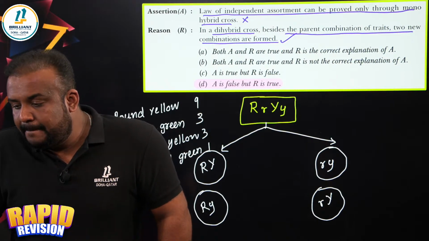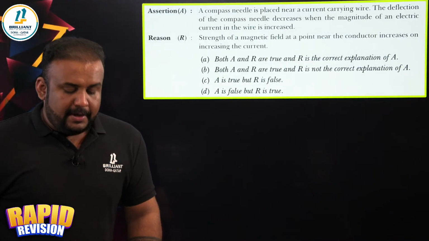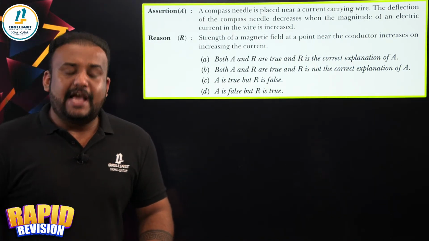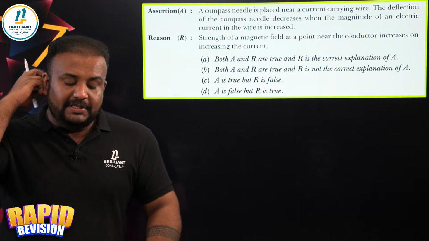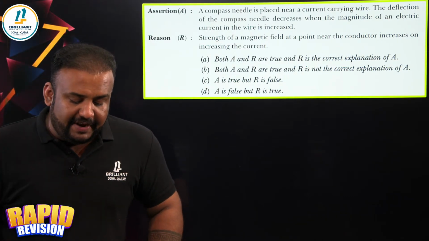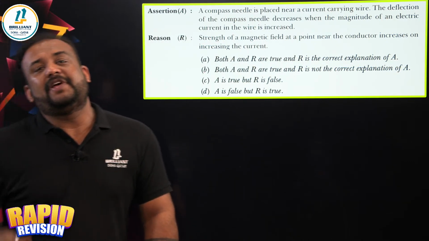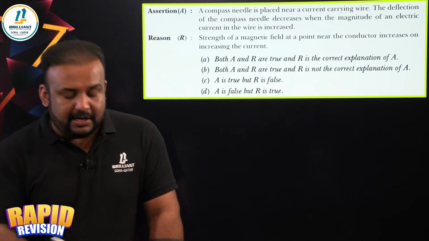Is it clear to everyone? Yes. Now the next question. A compass needle is placed near a current carrying wire. The deflection of the compass needle decreases when the magnitude of an electric current in the wire is increased. What is the relationship between magnetic field intensity and current?